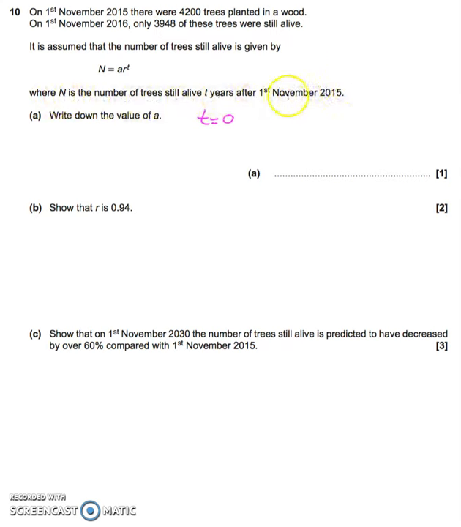And then N is the number of trees still alive. So this is on the 1st of November 2015, and we've been told that is 4,200. So N equals 4,200. So you're going to put in 4,200 is equal to A, and then we've got the R, and then we've got the power of 0 that we can substitute in there. Now what you have to remember here is that anything to the power of 0 is equal to 1. So what we have to do is make this part, the R to the power of 0, equals 1.